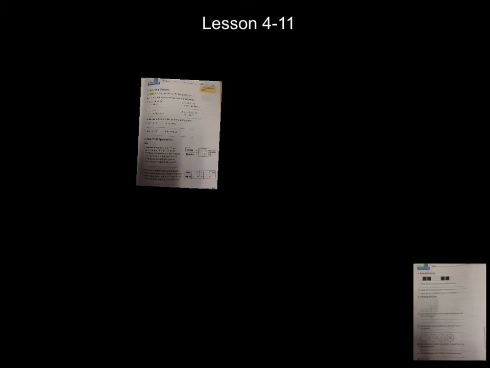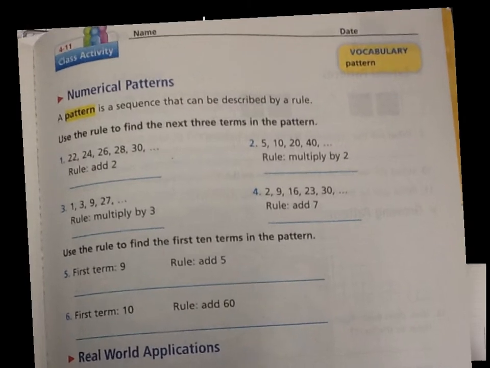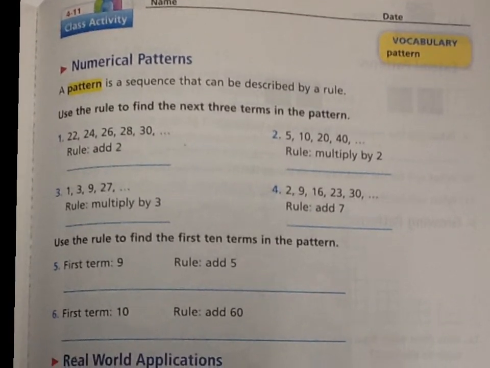Let's go right to page 155. And it talks about patterns. And it says a pattern is a sequence that can be described by a rule. Okay? So as long as you can say the rule for something, then that is a pattern.